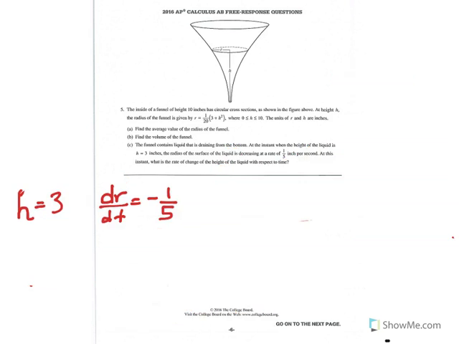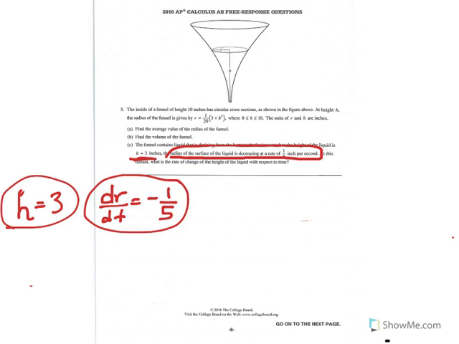Okay, so this question says at the instant the height is 3 inches, the radius of the surface of the liquid is decreasing at a rate of 1/5 inch per second. So when the height is 3, at that time, dr/dt equals negative 1/5 because the rate is going down. At this instant, what is the rate of change of the height of the liquid with respect to time? So it looks like I have two rates that are related. I need an equation that relates the quantities, which is right here.